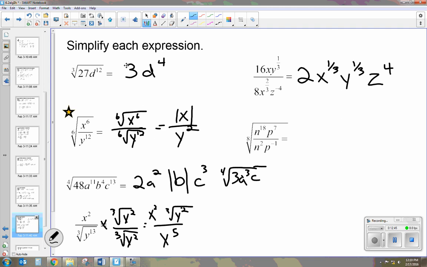And that's your answer. In this case, we want to simplify, so we're left with the 8th root, and we're going to subtract our exponents. So we've got n to the 16 times p to the 8th, and when we simplify that, we're just left with n squared times the absolute value of p.